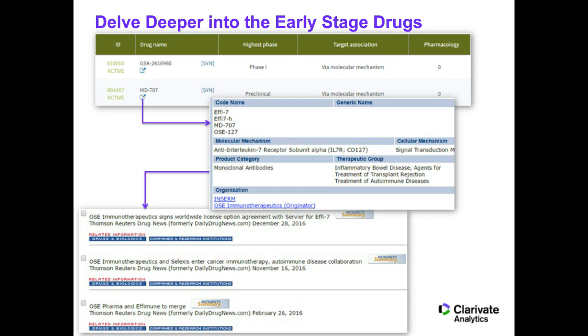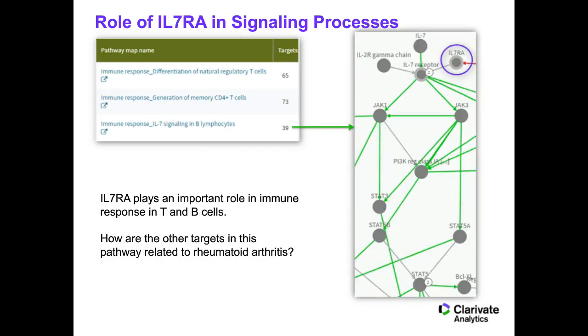Now let's take a look at processes related to IL-7RA. We can click on the pathway maps, and we get back a list of those different processes that are related to IL-7RA. Looking through the list, I see a lot of relationships with different immune processes, immune response processes, and how they're related to IL-7RA. We can click on one of these maps and learn a little bit more about the relationship.